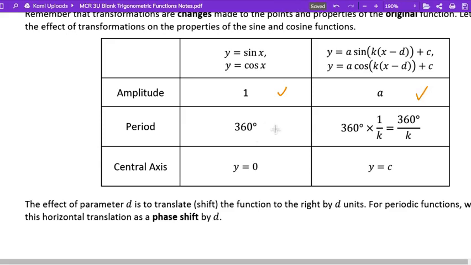The period of a parent function is 360, and the period becomes 360 times 1 over k, which is actually just 360 over k, right? The central axis starts off as y equals 0. And if there is a vertical translation, the central axis becomes y equals c.